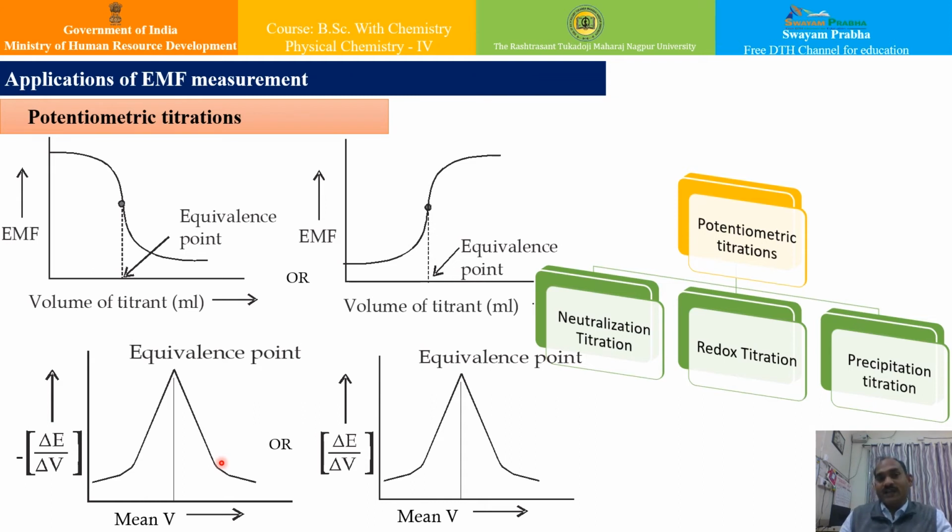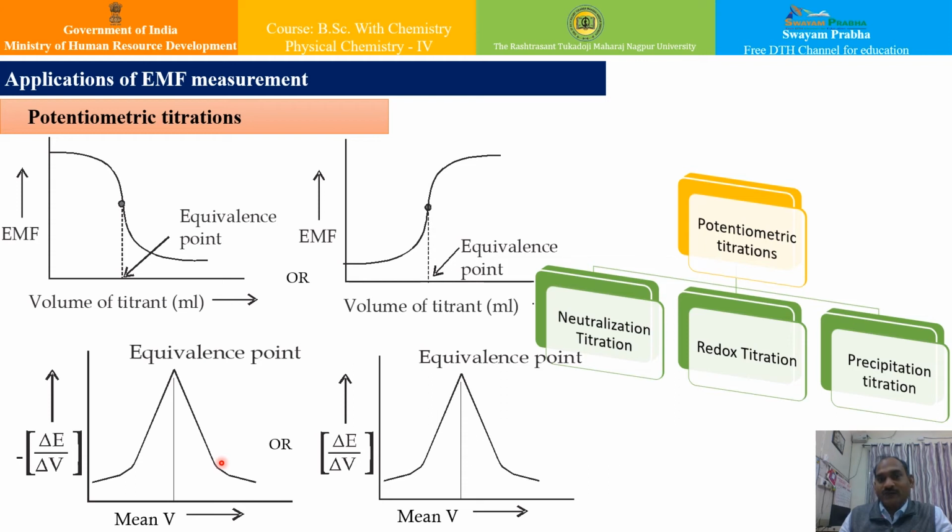Now in neutralization titration, what happens? Basically, in such titrations, we take the solution which contains H plus ions, and the titrant usually contains OH minus ions. So the concentration of H plus ions goes on decreasing during the titration, and therefore any electrode reversible with respect to H plus ion concentration, for example the hydrogen electrode, glass electrode, quinhydrone electrode, etc., can be used as an indicator electrode and dipped into the experimental solution.